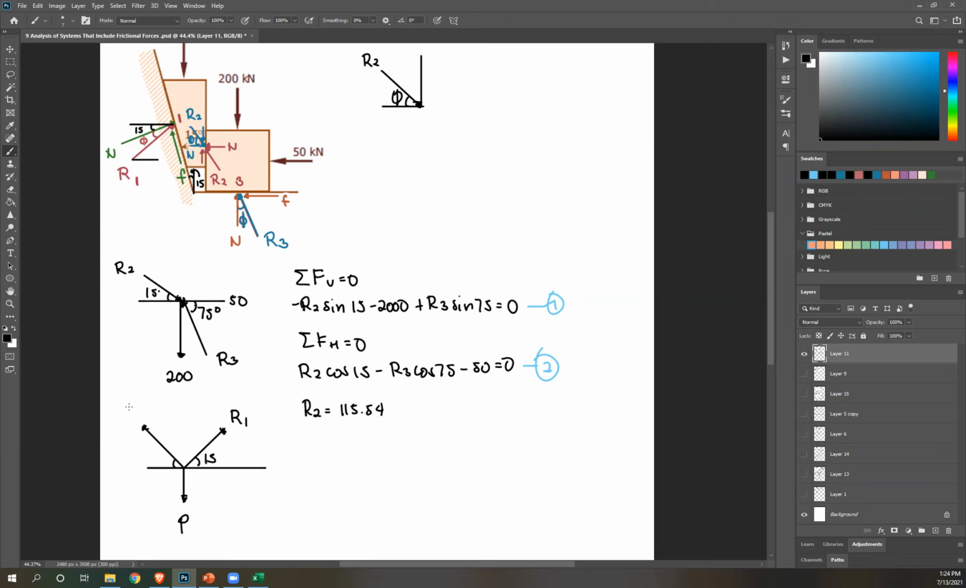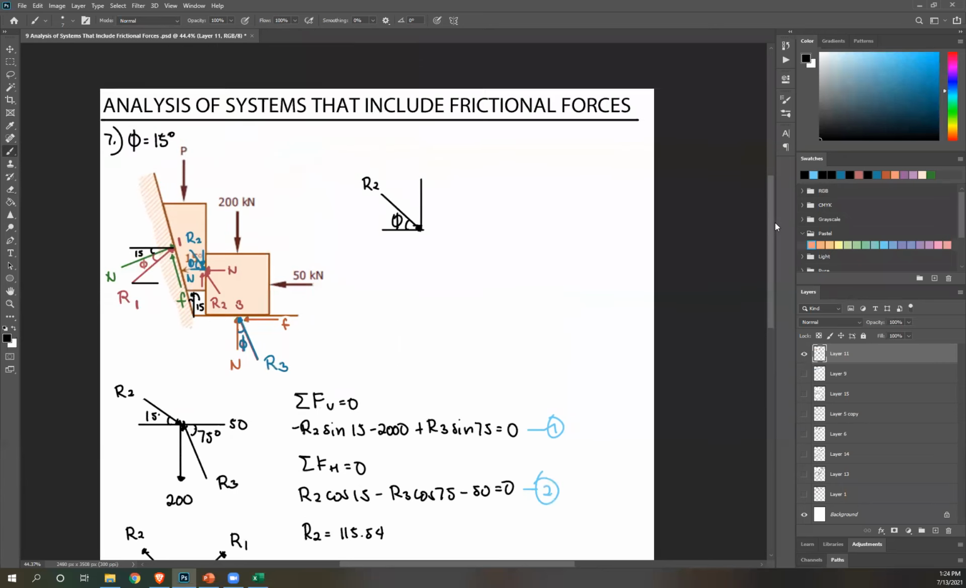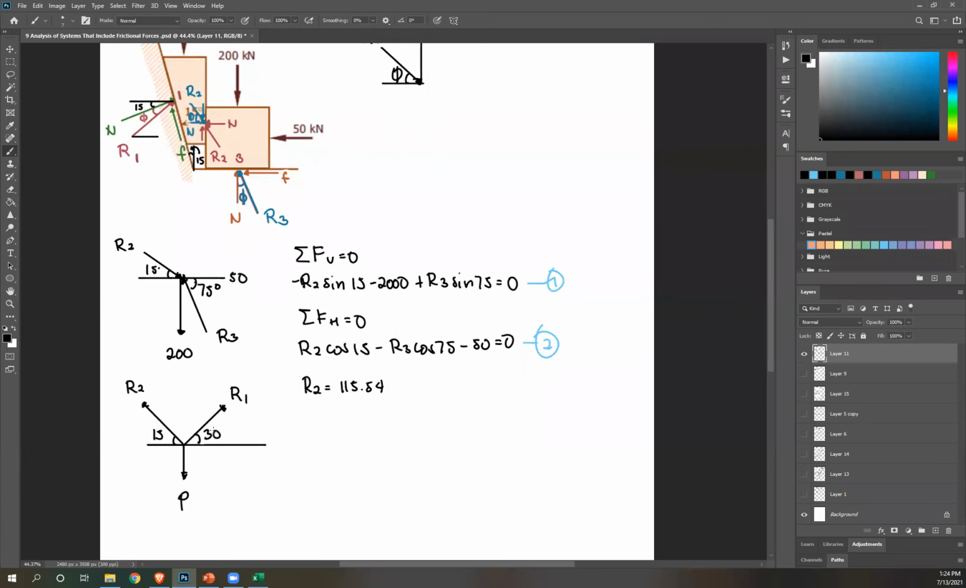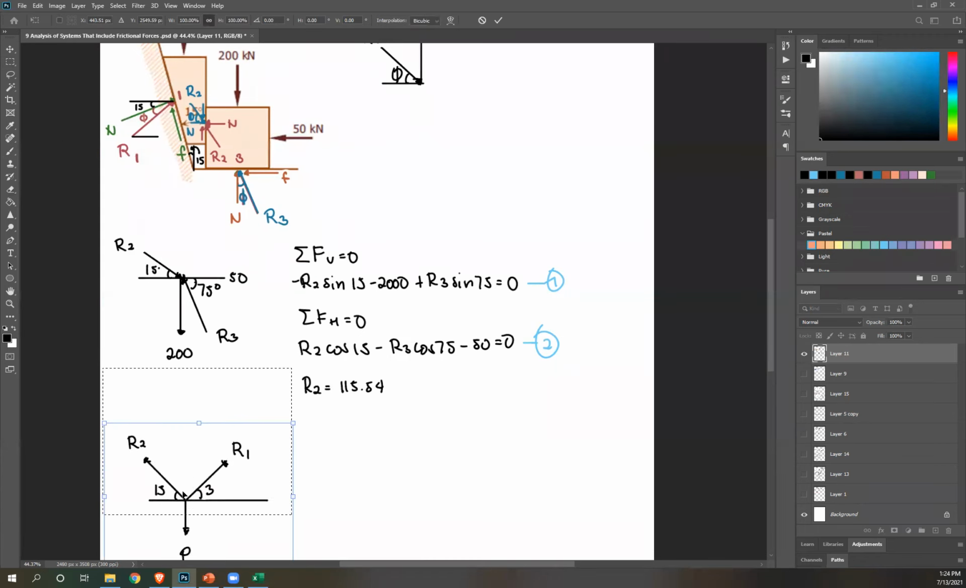R1. And then this is R2. Angle is the same. Also 15. Wait. How do we get R1 again? Okay. Sorry. This is 15. Total angle of R1 from the horizontal. Phi is 15. So 15 plus 15, this is 30. Okay. And then R2 is just the same angle as your previous free body diagram. Okay. So you can just copy. And again, you're going to use equilibrium equations to solve finally for P.